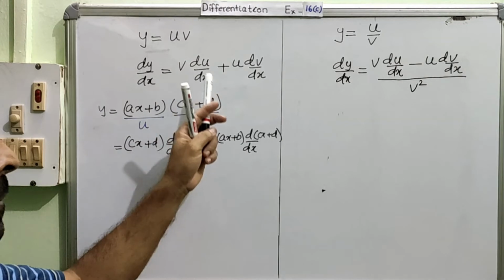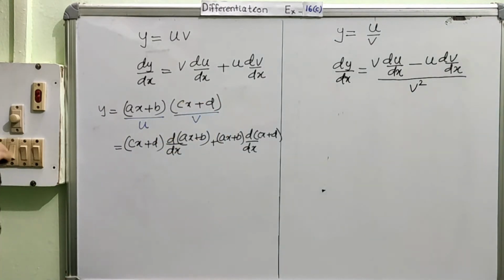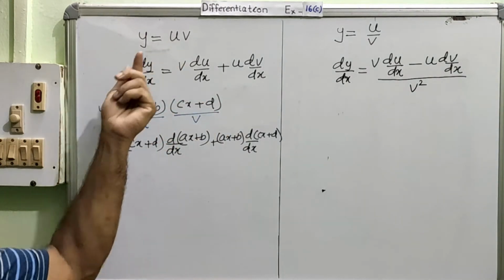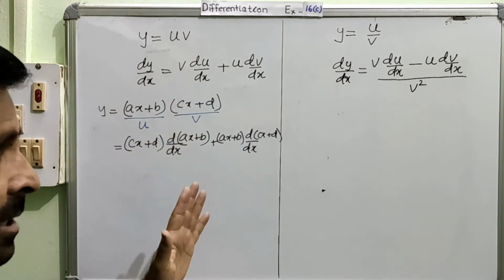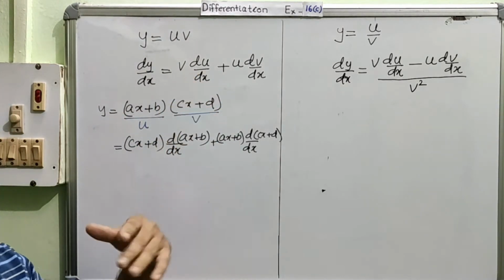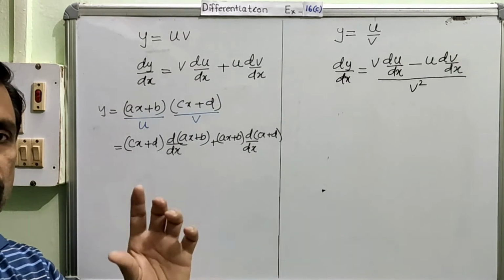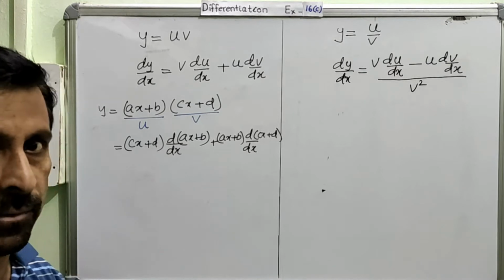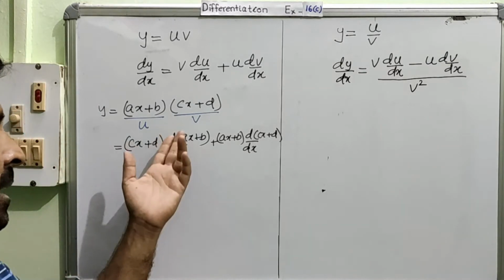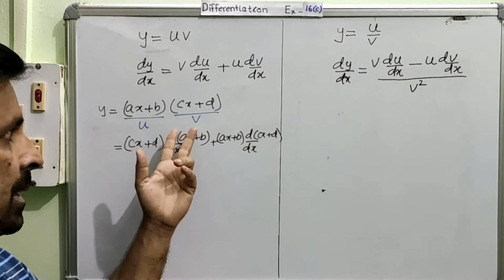Therefore, in the product form the order does not matter. Whether you are differentiating u first or v first, it will not matter. This is because it is addition, and addition is commutative. Whether you write 3 plus 4 or 4 plus 3, the result will be the same. That is why here the order does not matter.